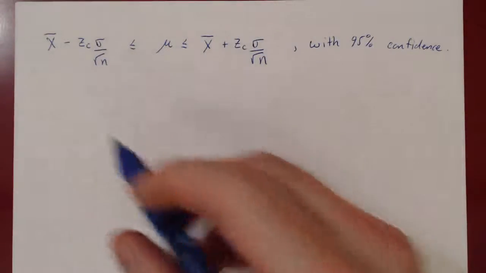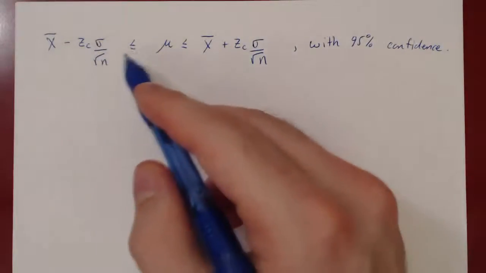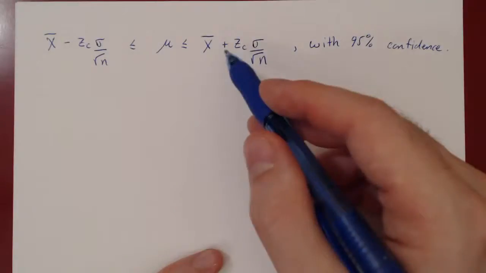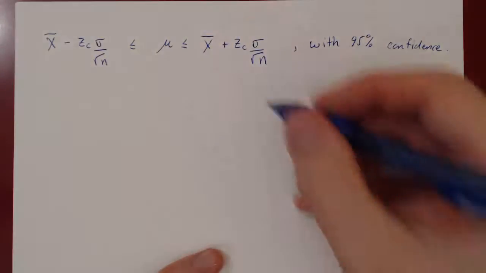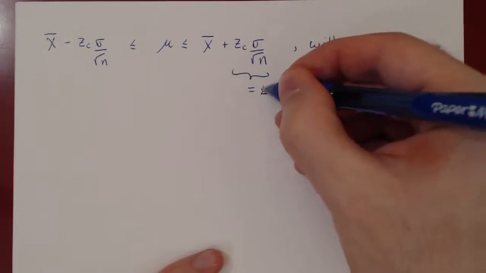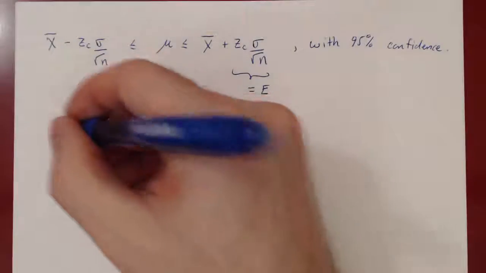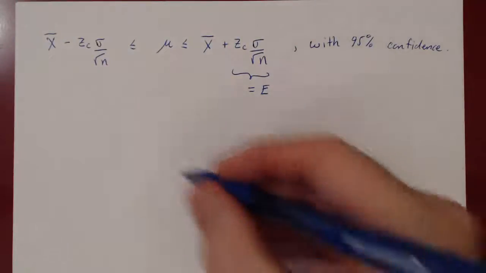Now look at what we have here. We have x bar minus this value as the left-hand point of our interval. We have x bar plus this value as the right-hand point. And this is simply the error, which we call E. Visualize this on the real line. And you'll see what I mean by the error.